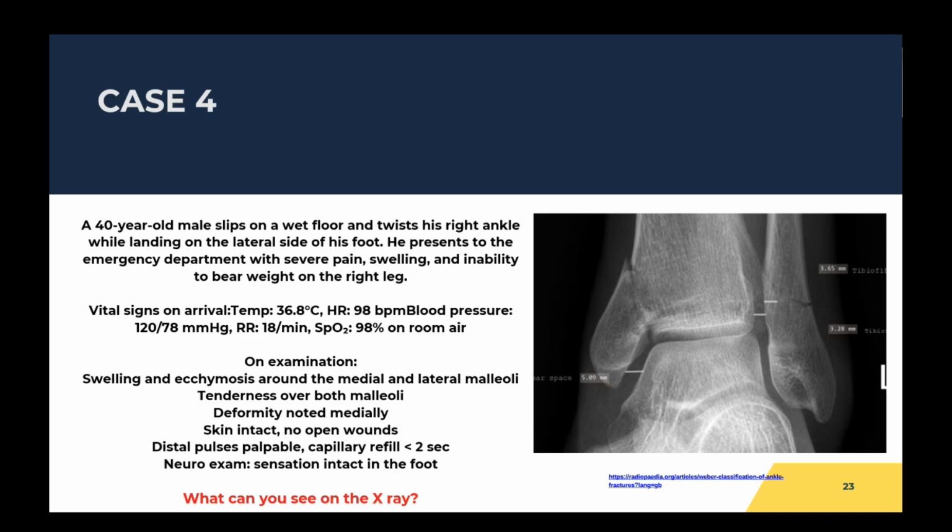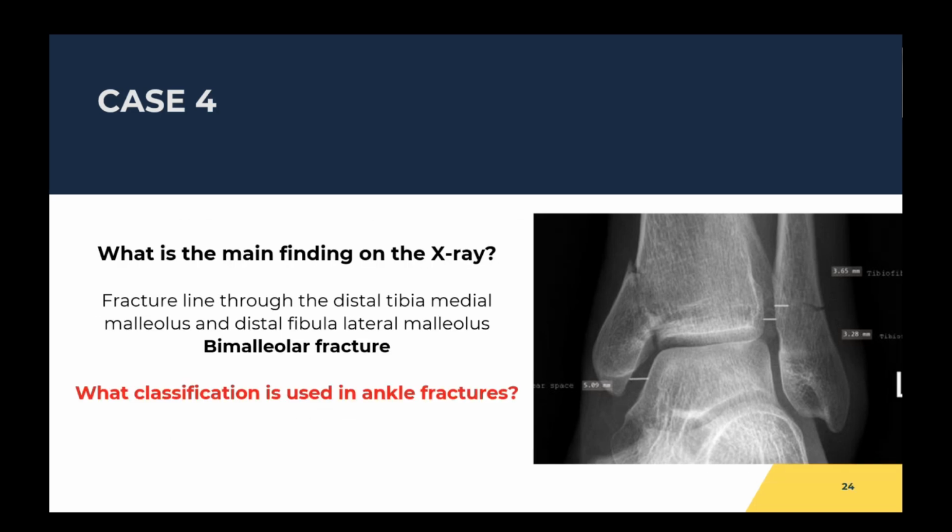Both tibia and fibula fractured. Yeah. Okay, and let's see the next slide. So yeah, like Amna said, it's a fracture line through the distal tibia, which is the medial malleolus, and the distal fibula, which is the lateral malleolus. So it's a bimalleolar fracture.